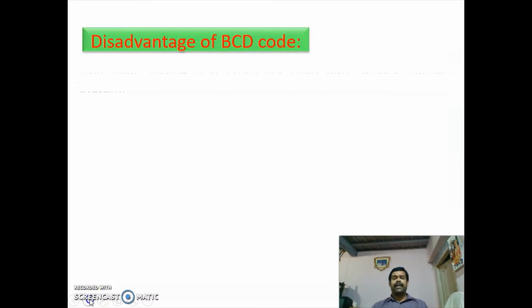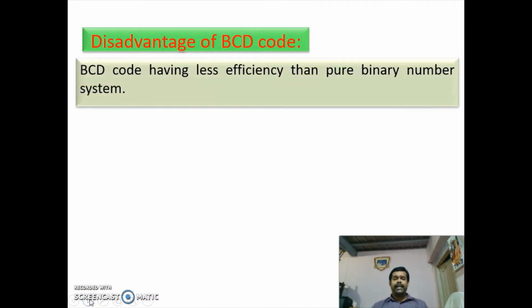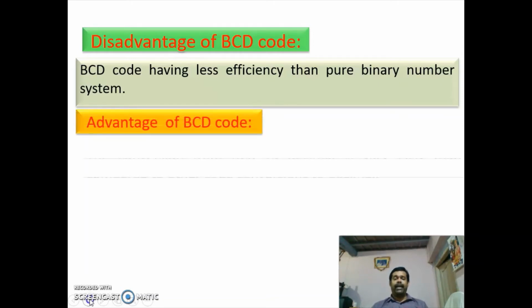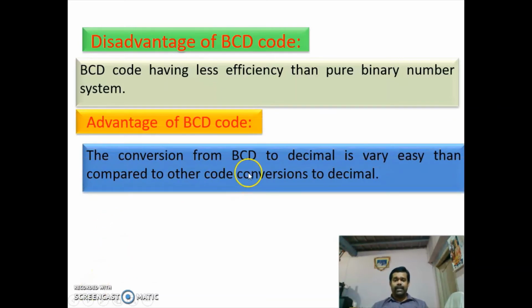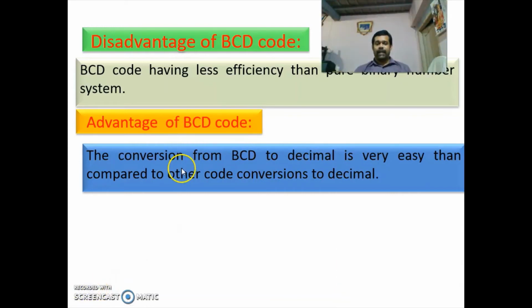Next, the disadvantage of BCD. BCD code has less efficiency than pure binary numbers. The advantage of BCD code is that conversion from BCD to decimal is very easy compared to other code conversions to decimal.